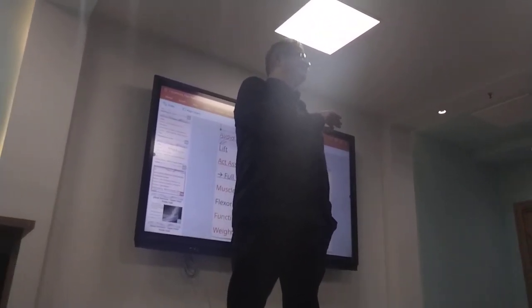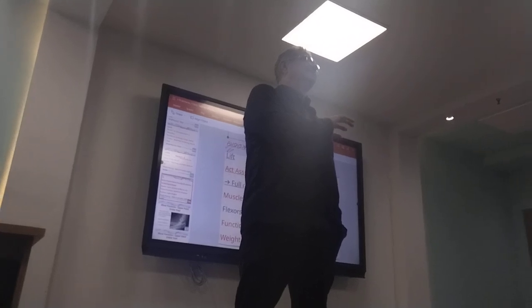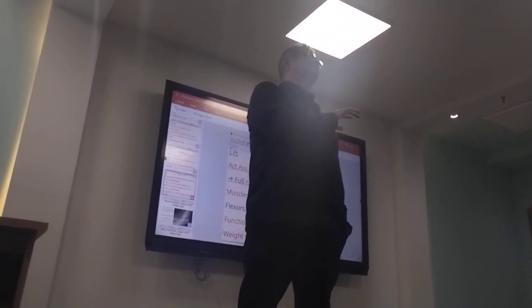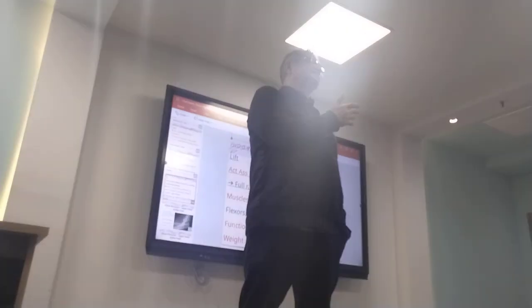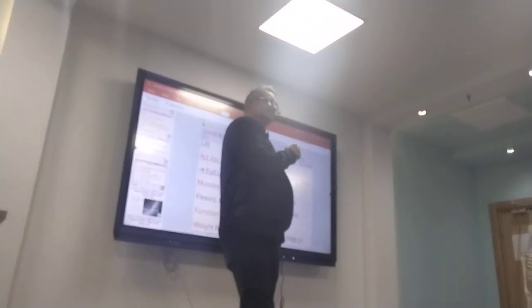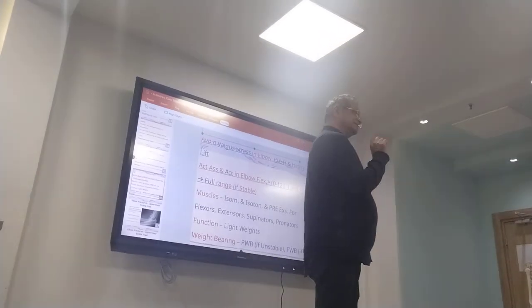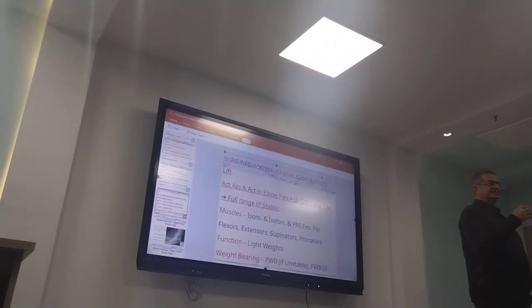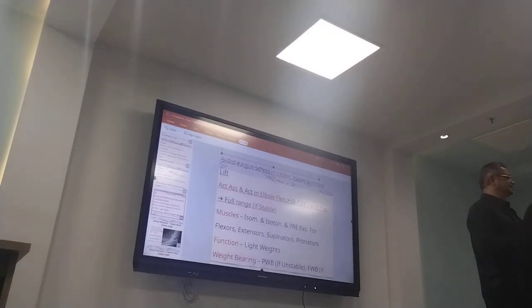And the latest range you will reach is supination. So it's a good question. Can we take a little time to talk about that? Any idea why the initial range is pronation?